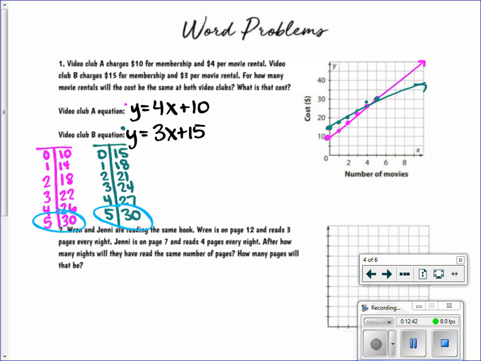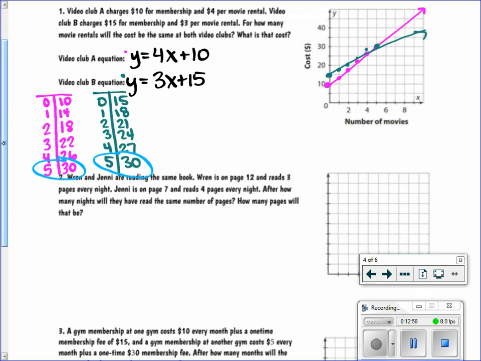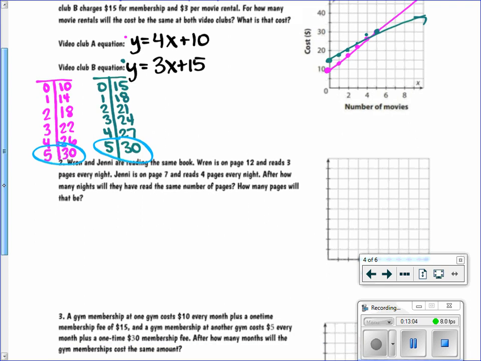Just do as best you can. That's why you wrote the table off to the side. Okay, so let's go down to the next one.